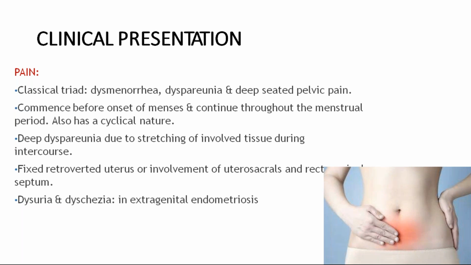And deep dyspareunia, pain during coitus, due to stretching of the involved tissues. If the uterosacral ligaments or some deep-seated pelvic tissues are involved, due to stretching of those tissues, they will have deep dyspareunia. And if the uterus is fixed, retroverted uterus, or involvement of uterosacral and rectovaginal septum, and dysuria if the bladder is involved, dyschezia if the bowel is involved. This is a case of extragenital endometriosis. So they will have more severe pain.